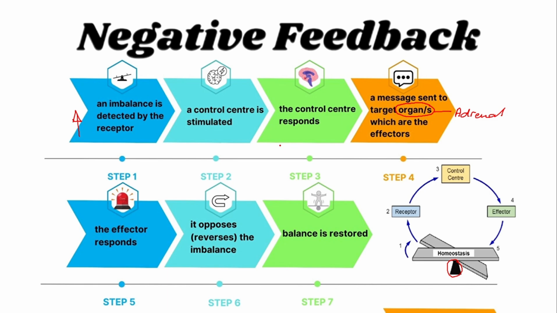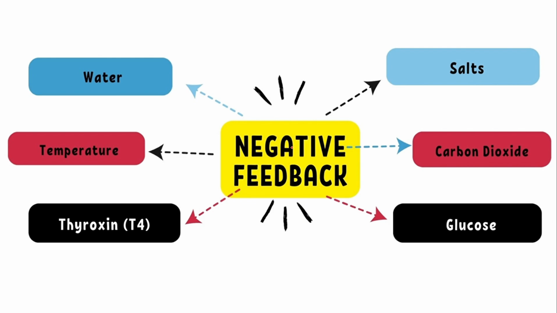Okay, so in today's video, we're going to be looking at 6 processes in our bodies that undergo the process of negative feedback. And it's going to be important because negative feedback needs to occur.